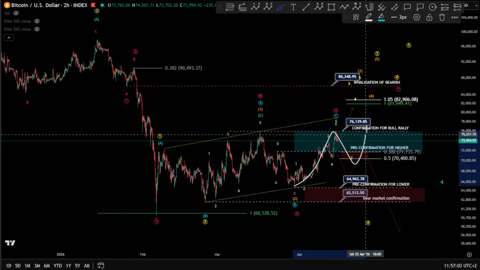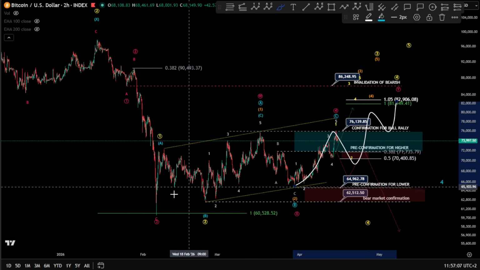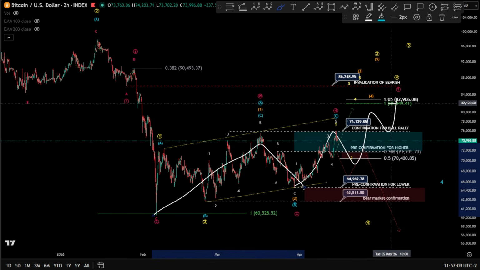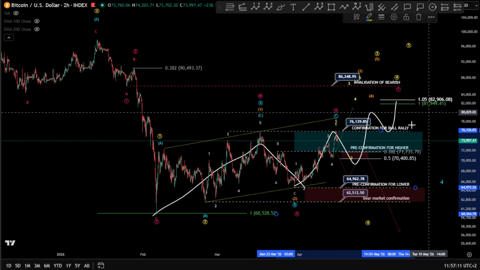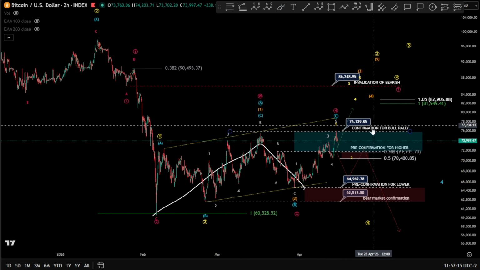Otherwise, it can be a 1, 2, 3, 4, and a 5, something like this, as an ending diagonal for an A, B, and a C here. And it can still reach, of course, the 1-to-1 fib level. So this is also a probability.